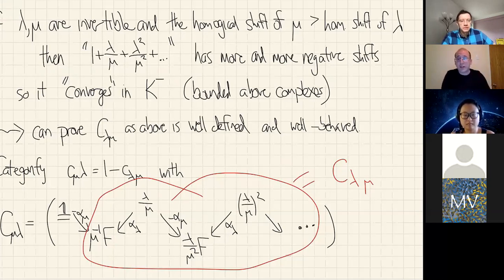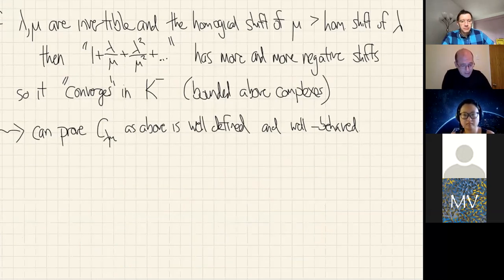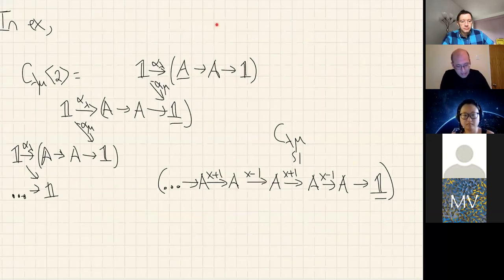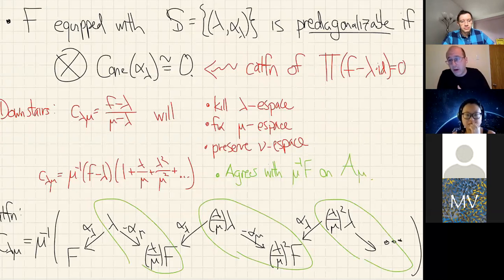No, this also goes off to infinity to the left. All we did is we took this previous complex that we had here, say, and put an extra copy of the identity on top. So the point is that if we tried to use this definition to define C mu lambda, it would go off to the right. We're using a different definition to define C mu lambda, so that we can stay in the same world of bounded above complexes.